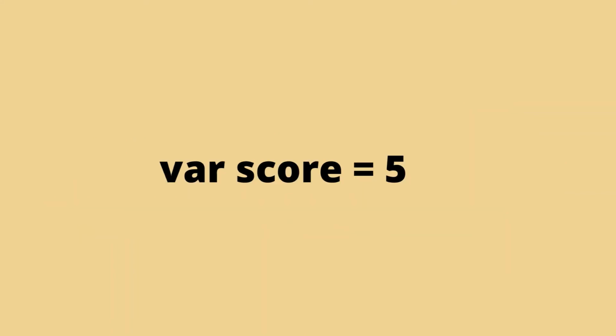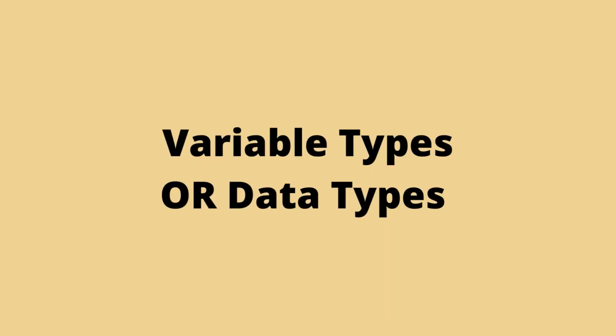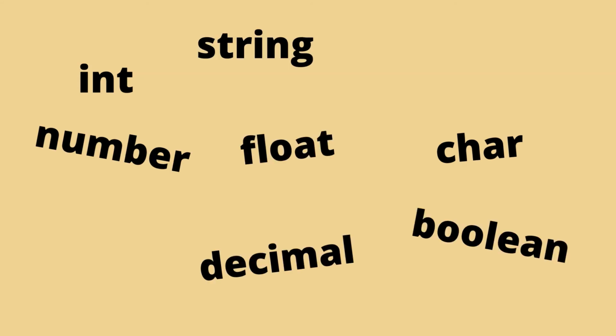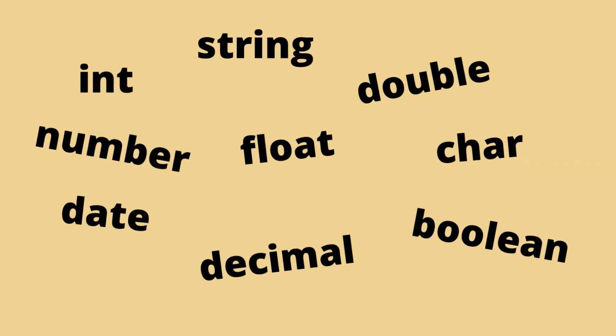So let's see how a value could be assigned to a variable. A variable value is assigned something like this. In most programming languages, this is how a variable value is assigned. Here we say var because this is a very generic term, but variables could be of different types based upon the kind of value you want to store. Some basic data types are integer, string, boolean, double, float, number, real number, etc. These are some common data types which most high-level languages support.